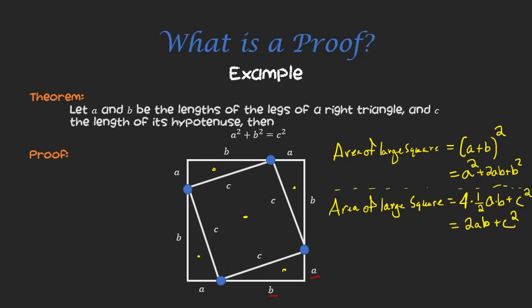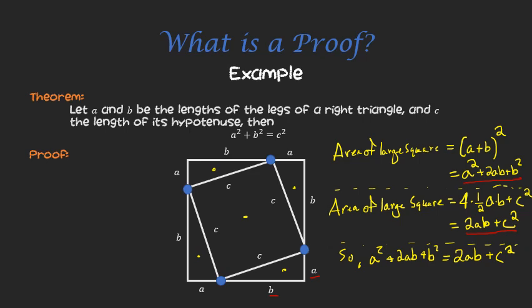So now I've computed the area of the large square in these two different ways. a squared plus 2ab plus b squared, I know it has to equal that, and I also know it has to equal this, 2ab plus c squared. So it follows that those two things are equal to each other. So a squared plus 2ab plus b squared has to equal, no matter what a and b are, as long as they're lengths of this right triangle, 2ab plus c squared.